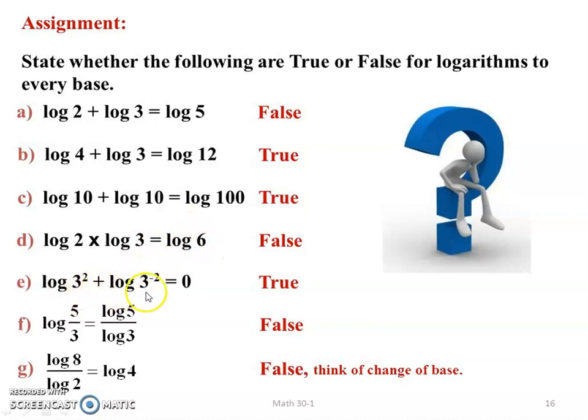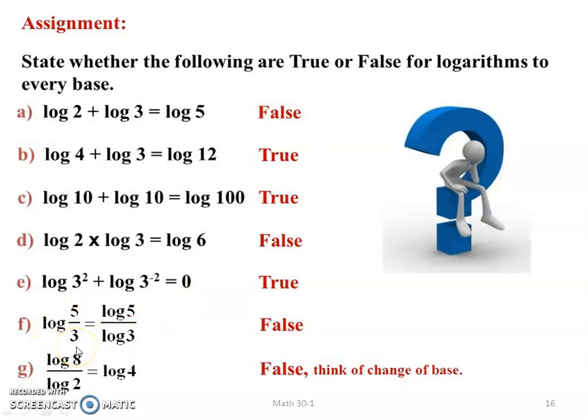Log 3 square plus log 3 raised to minus 2 equals 0. Why? Because we know that log m plus log n is log mn. We multiply 3 square into 3 raised to minus 2. That is how we derive it. Then 2 minus 2 goes to 0, so 3 raised to 0 is 1, and log of 1 is 0.